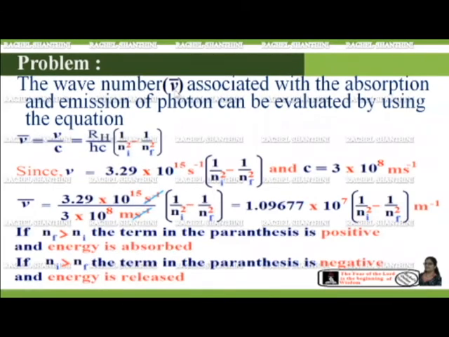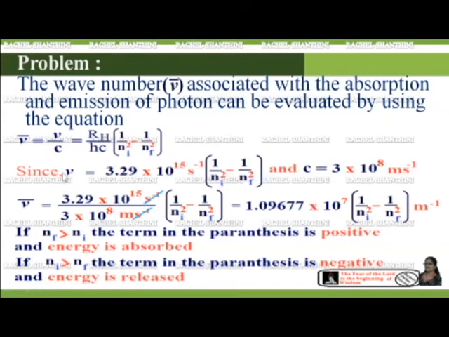Now we can calculate the wave number nu bar associated with the absorption and emission of a photon, and it can be evaluated by using the expression nu bar is equal to nu upon c. We can write nu as R_H, the Rydberg constant, upon h, Planck's constant, into 1 upon n_i square minus 1 upon n_f square. Just now we have calculated the value of nu as 3.29 into 10 to the power of 15 per second into 1 upon n_i square minus 1 upon n_f square, and the value of c, the speed of light, is equal to 3 into 10 to the power of 8 meter per second.